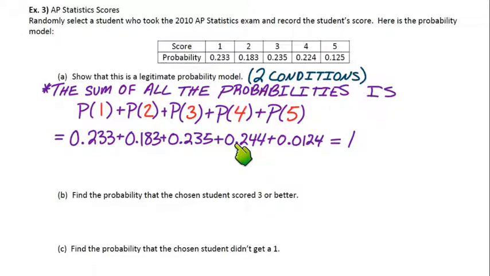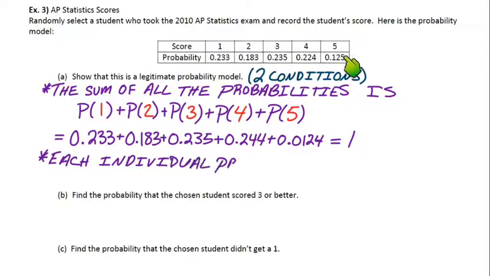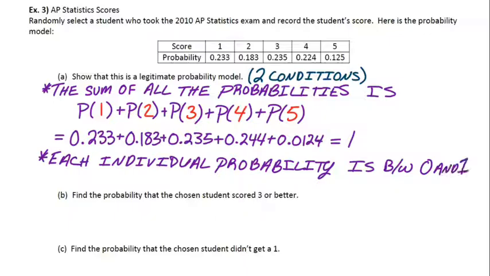So that seems pretty trivial, pretty basic, but to check and confirm that this is legitimate, that's what we have to check. And the only other thing we have to clarify is that each probability in here is a valid probability. So they're all between 0 and 1, so they're all valid. So each individual probability is between 0 and 1. The sum of all the probabilities add up to 1, so therefore this is a valid probability model.